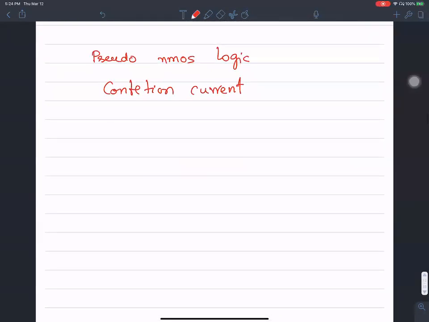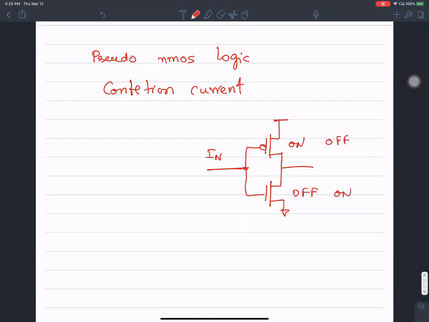The idea is, in CMOS logic gates, the input is driving both the gates of the NMOS and PMOS. So when the NMOS is on, PMOS is off. When the PMOS is off, the corresponding NMOS is on. So this is the idea in CMOS logic.